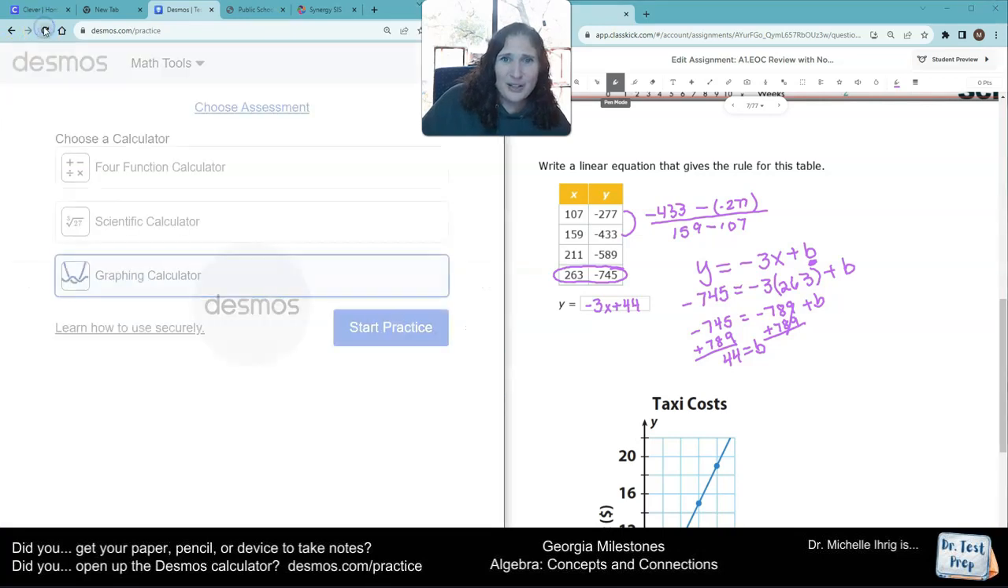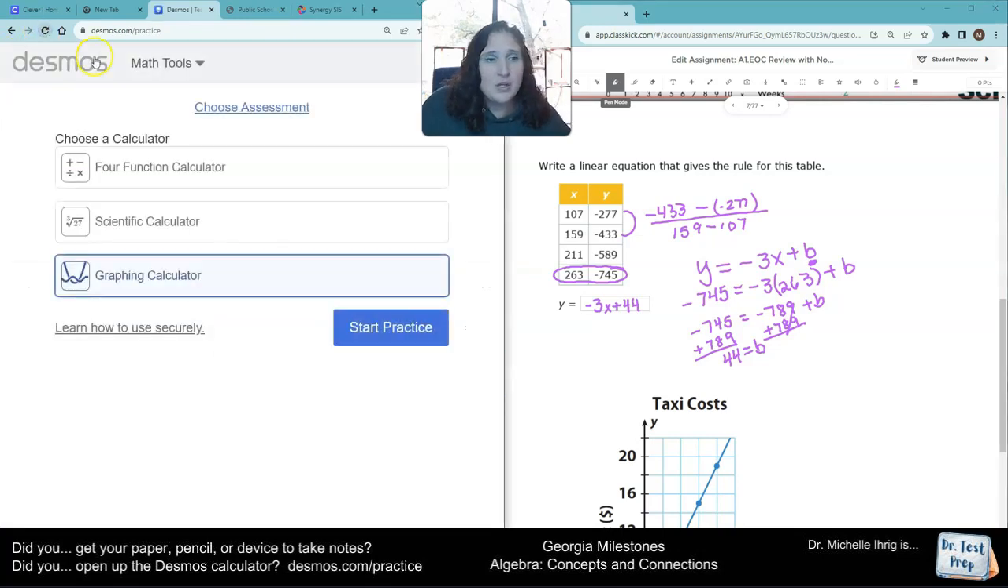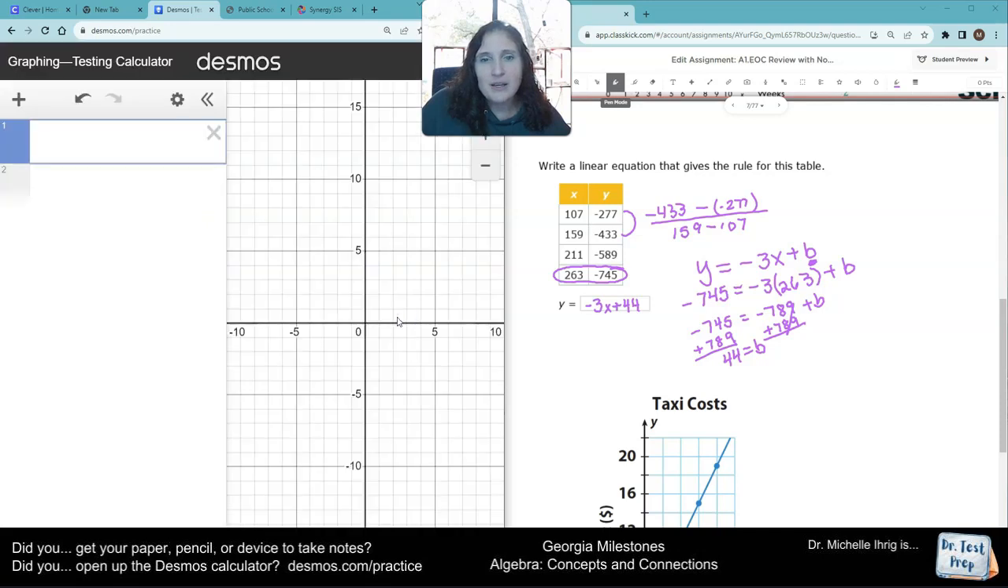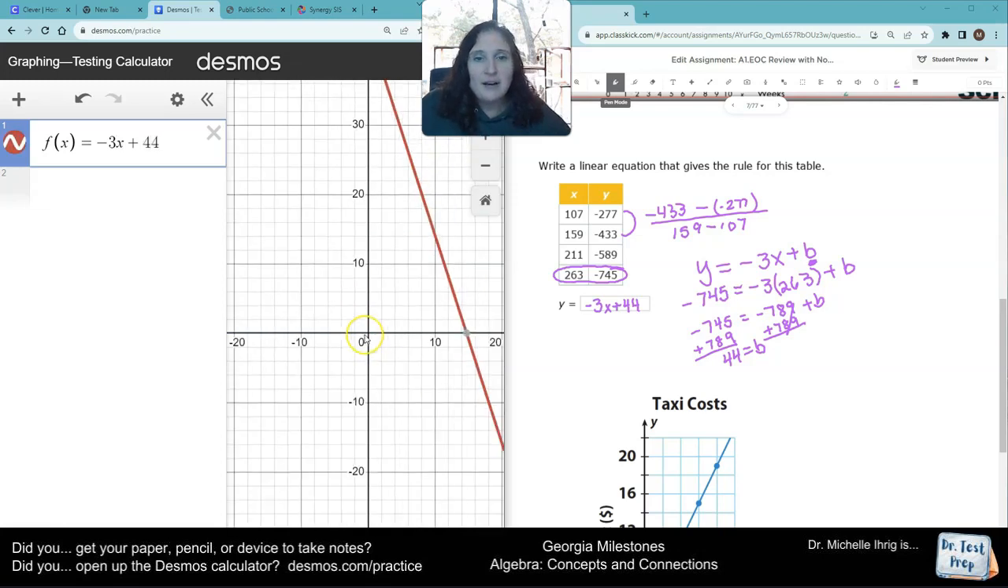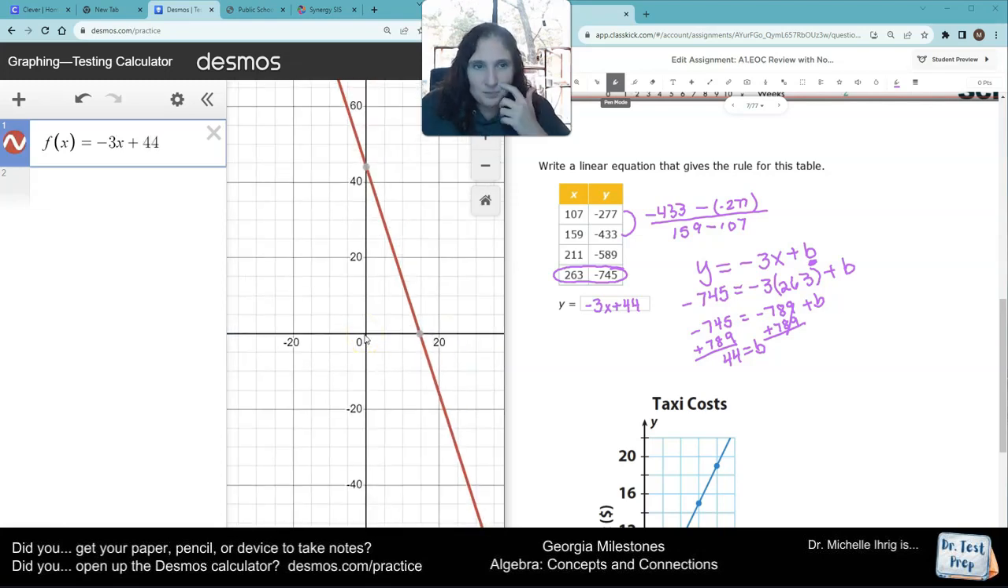Now, let's say you want to test your work, because you know how much I'm like, just double check your work, because who knows if you made a mistake. So then all we're going to do is go to the graphing calculator and type in the equation we came up with. Remember, anytime we want to do substitution, instead of writing y, just write f of x. You should just be writing f of x all the time and not even typing in y. So I've got negative 3x plus 44. And if I really have to zoom to see this. Okay? So now we just test it out.